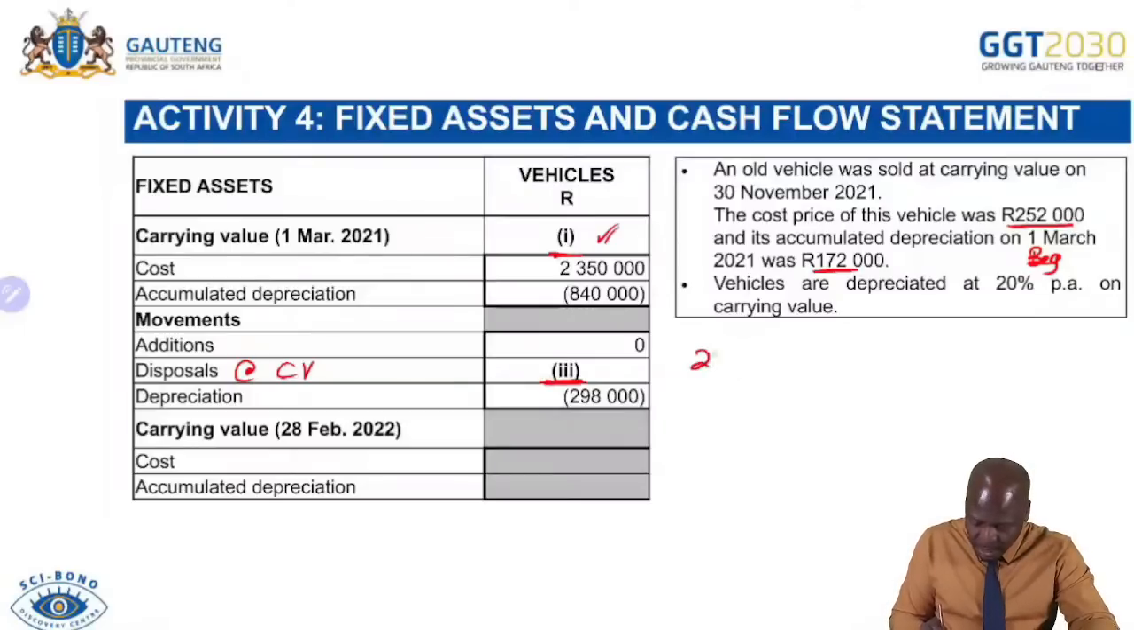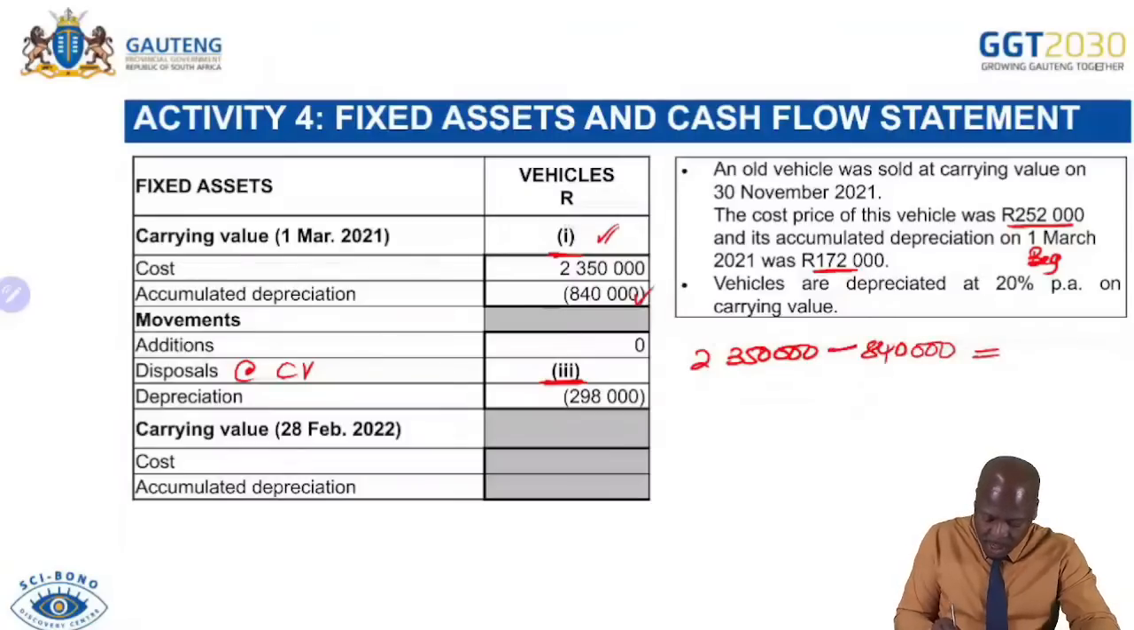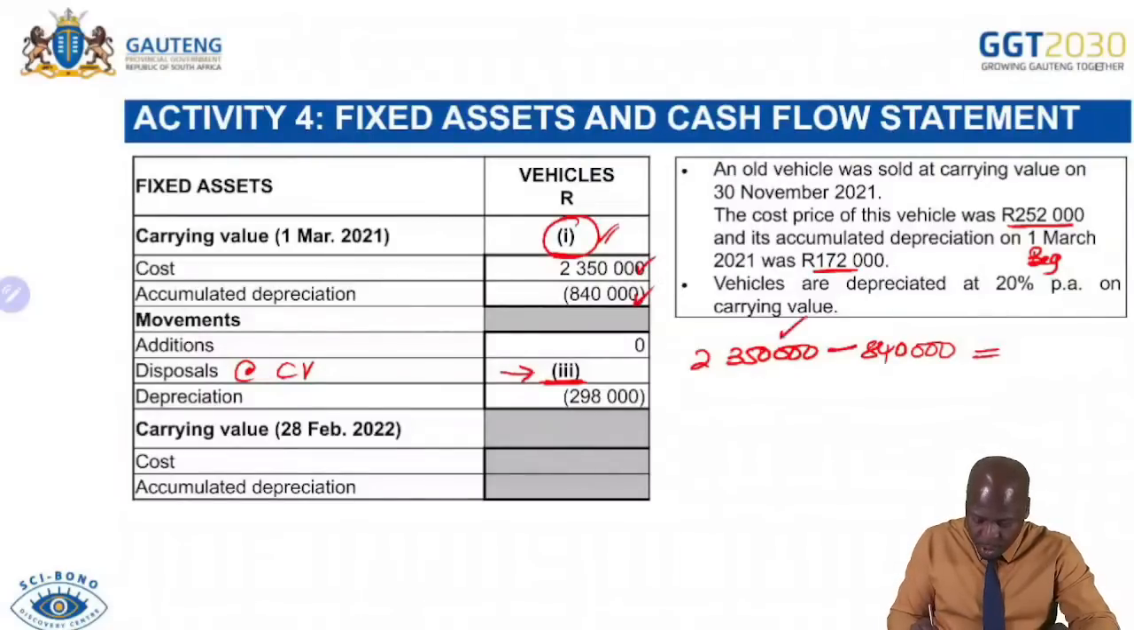So I take my cost, 2,350,000 minus my accumulated depreciation, which is 840,000. I'm starting off with number 1 before I come to these 3. Let me do them in their order: 1, 2, and 3. Number 1 is the carrying value. To get carrying value, it's cost minus accumulated. Cost is 2,350,000, accumulated is 840,000. If I punch that in my calculator, I'm going to have 1,510,000. That becomes my answer to number 1.